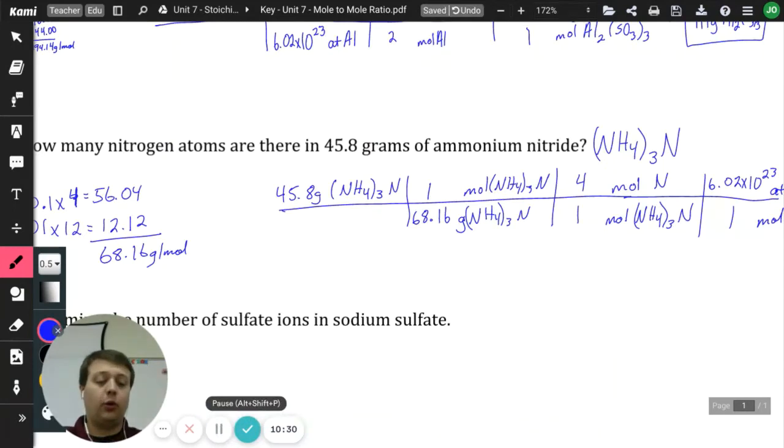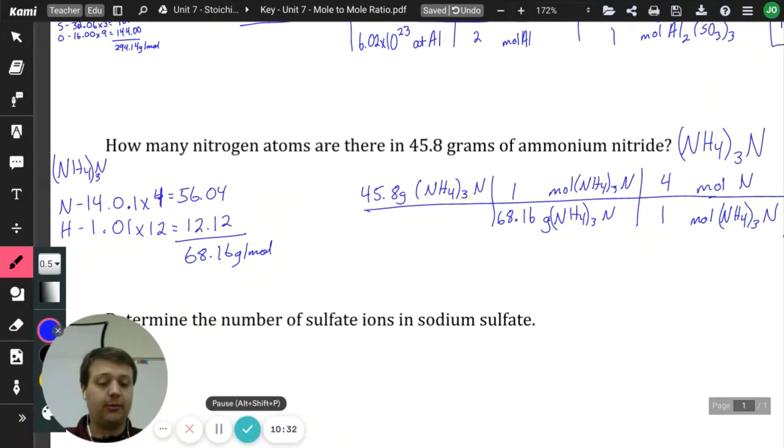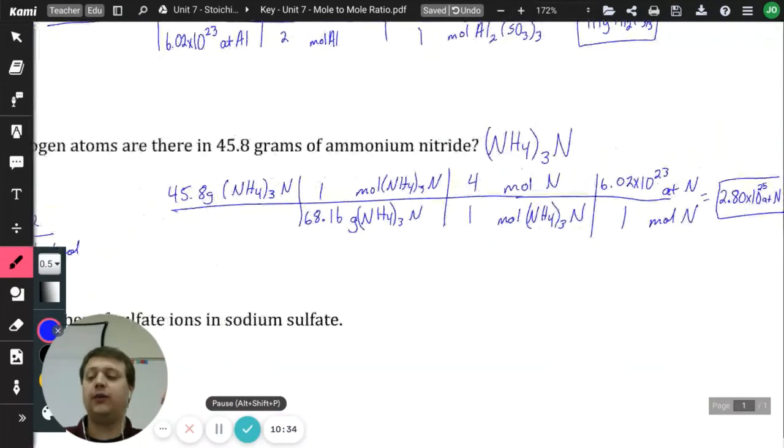All right, so y'all should have worked through this problem, and what you should have found is that your final answer was 2.80 times 10 to the 25th atoms of nitrogen. So how did we get there? First thing we did was we found our formula for ammonium nitride. So ammonium is NH4, it's a polyatomic ion with a +1 charge. Nitride is N, it's got a -3 charge. We swap, drop, reduce, we get (NH4)3N, and that would be our formula there.